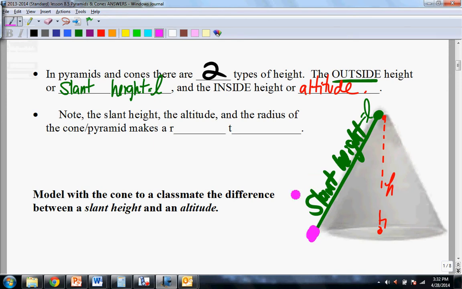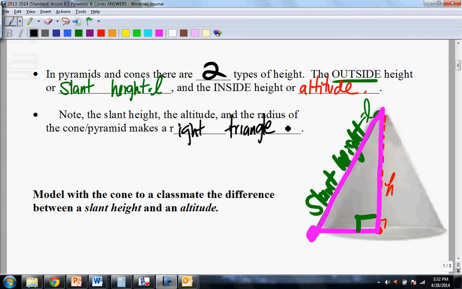I want you to put your pencil right there. Now, trace up the slant height. Go down the altitude, cross over at the radius. Note, in this scenario, the slant height, the true height, and the radius make a right triangle. That's going to come into play in a few minutes.